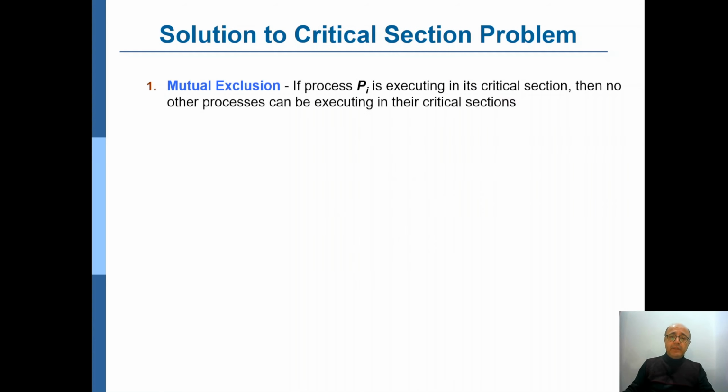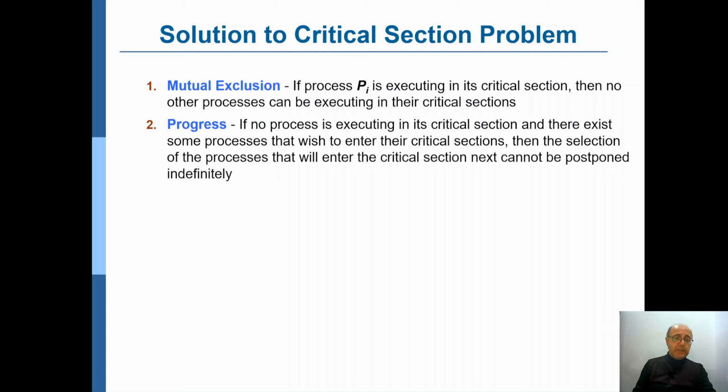To solve the critical section problem, we need to make sure that these three conditions we are going to discuss now hold simultaneously. The first one is mutual exclusion. Mutual exclusion says if one process is in its critical section, no other process should be in its critical section. So, in other words, a process is in its critical section in a mutually exclusive manner, guaranteeing that no one else is in the critical section.